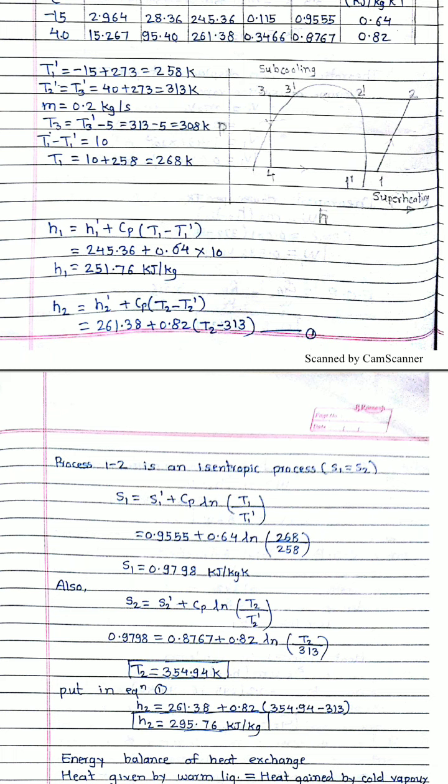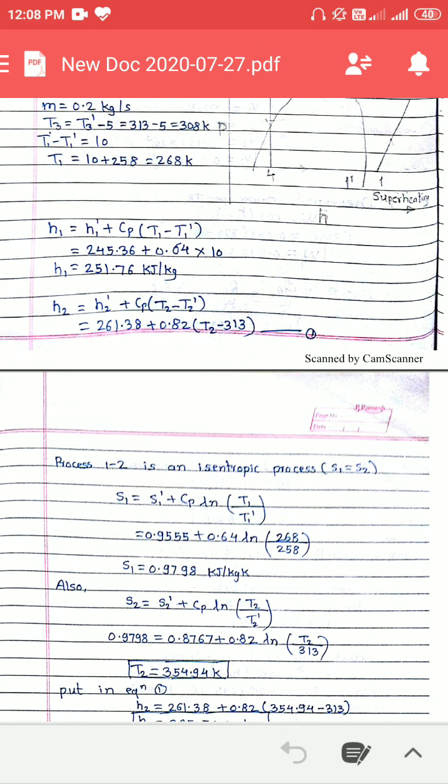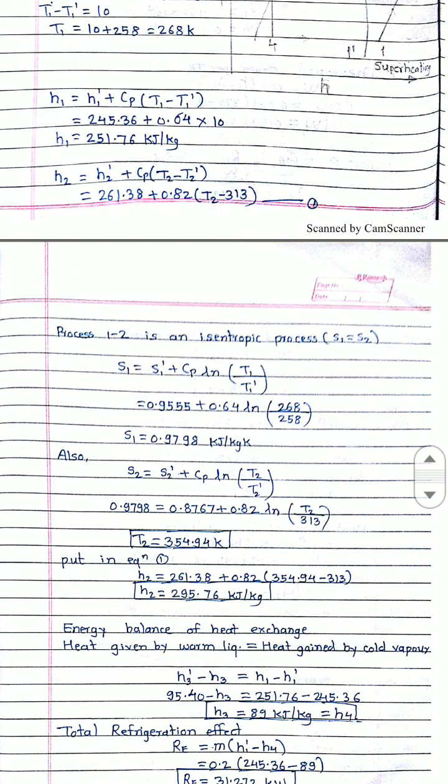So if we take 354.94 and put that value in equation number 1, then H2 is equal to 261.38 plus 0.82 into bracket T2, 354.94, minus 313. Therefore H2, the enthalpy at point number 2, or the enthalpy at the exit of the compressor, is 295.76 kilojoule per kg.